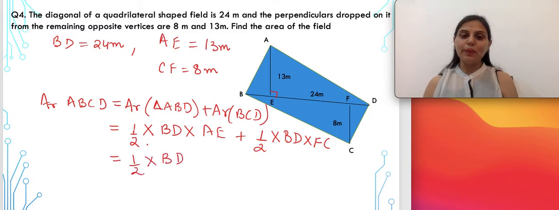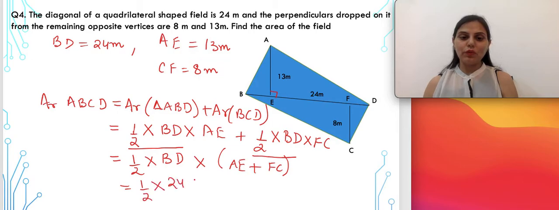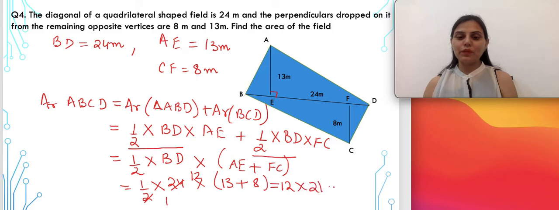Now 1 by 2 and BD are common in both the cases. This is there, and 1 upon 2 multiplied by BD is there for the second triangle also. So we can take it out common. Inside the brackets we'll be left with AE plus FC, which is equal to 1 upon 2 multiplied by, let us substitute the values, 24 multiplied by the sum of 13 and 8. Now see, 2 and 24 can be cancelled, 2 ones are and 2 twelves are. So this can be written as 12 multiplied by 21, which in this case is equal to 252. And let us apply the units also. The answer will be in meter square.